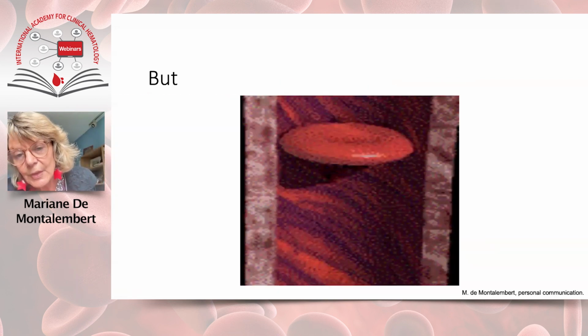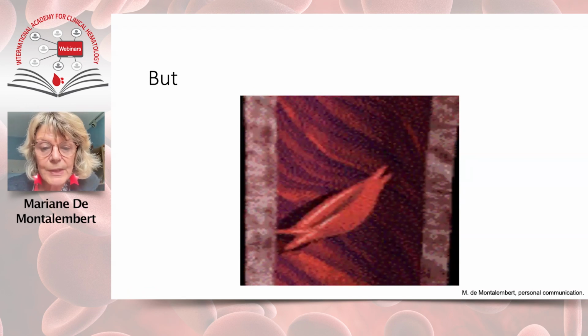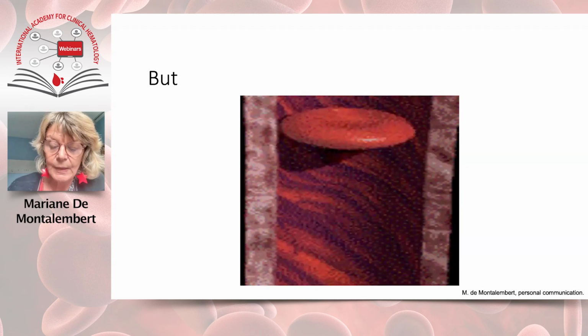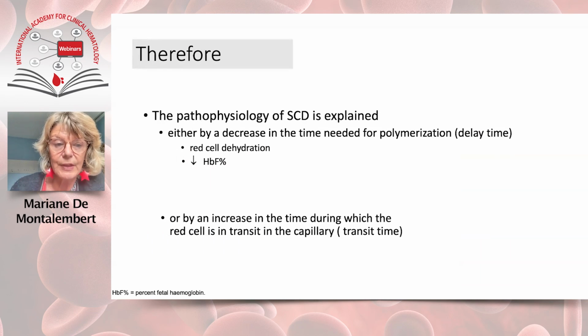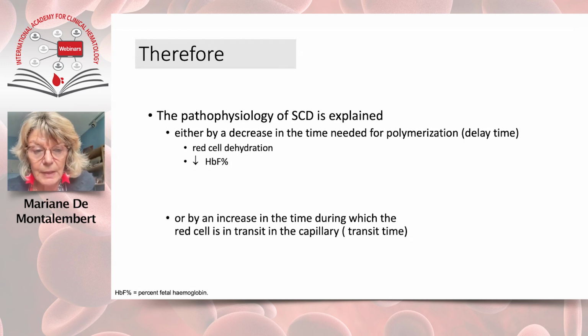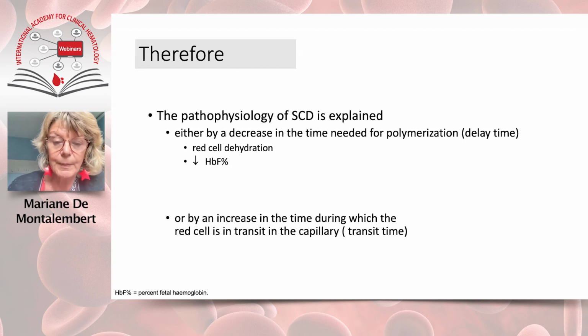The process of sickling takes 3 to 10 seconds to occur, but you know that the red cell leaves the capillary after 1 second. Therefore, to explain that there is vaso-occlusion in the capillary, you have to think that either the time needed for polymerization, which is called the delay time, is shorter, and the factors controlling this time are red cell hydration status and percentage of fetal hemoglobin, or the red cell stays longer in the capillary. This time is called the transit time.